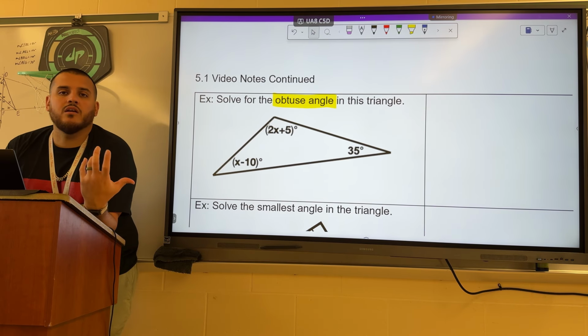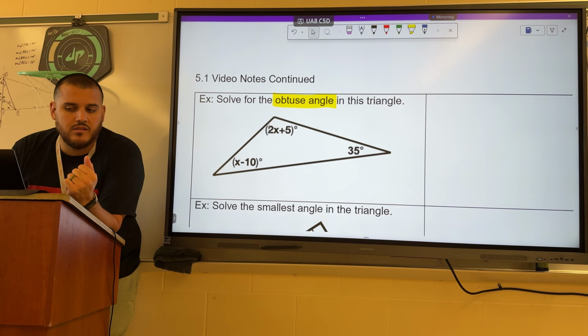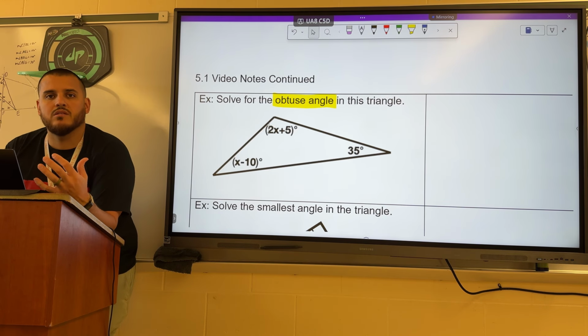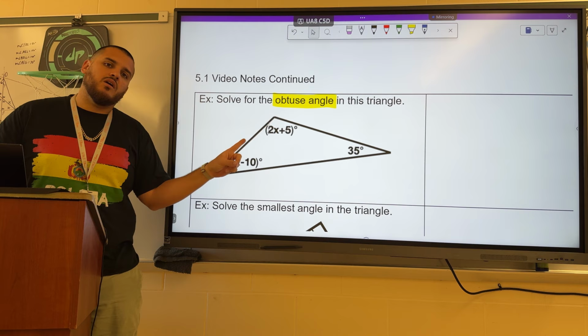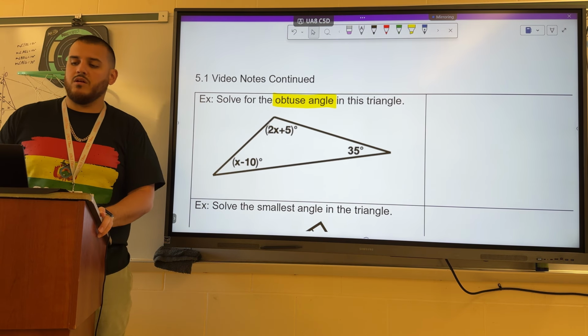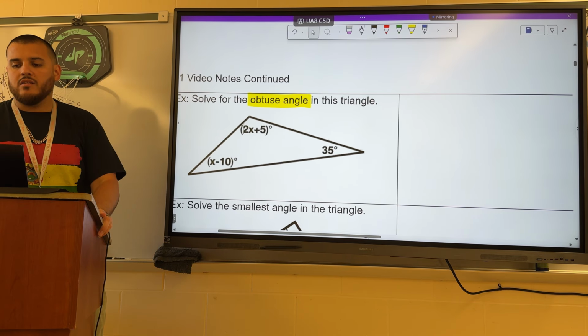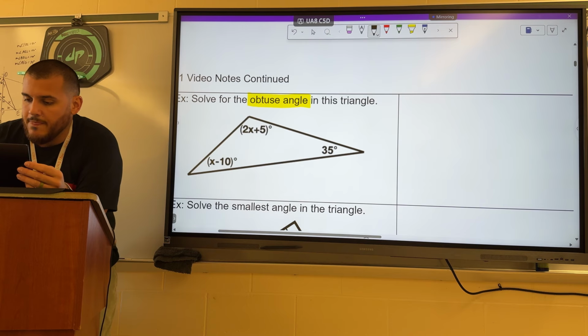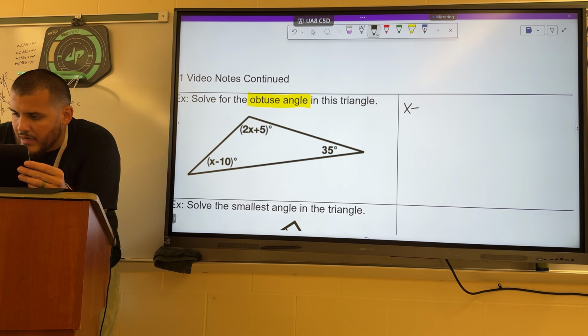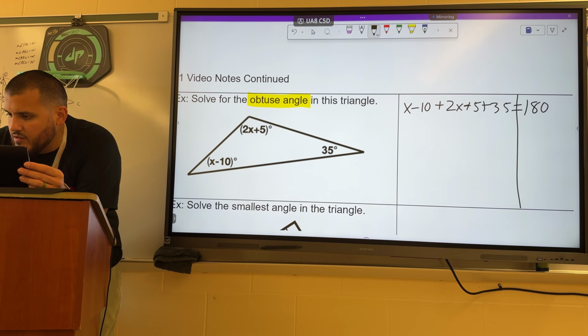So first, we need the correct equation to solve for x. And again, this is applying our triangle sum theorem. So no matter how complicated this stuff is in here, I know any triangle, all three angles have to add up to 180 degrees. So I'm taking these three values and adding them up to equal 180. So we have x minus 10 plus 2x plus 5 plus 35 equals 180. And we're doing our algebra here to solve for x.